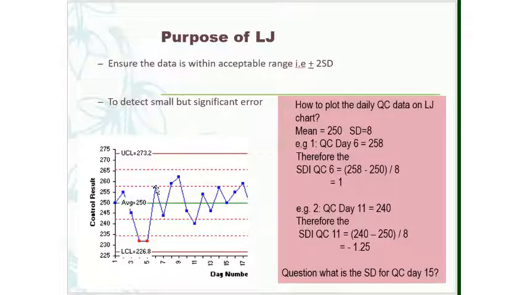Okay, another example. QC data day 11. The result is 240. So how to calculate? 240 minus the mean of 250 and divide by the standard deviation 8. So we get the SDI value of minus 1.25. So here we plot the QC data for day 11.